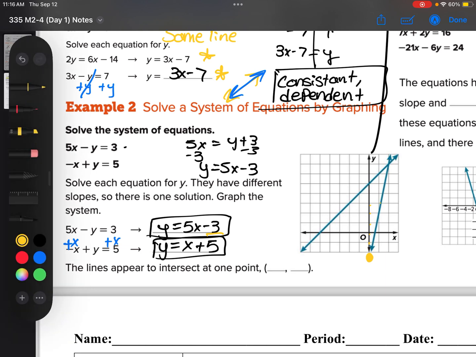And then the y-intercept on the next one is 5. So they're going to start at 5, and the slope is just 1 over 1 because it's 1x. So up 1 over 1, up 1 over 1. So you can see that their solution here appears to intersect at 1 point, and the coordinate of that point would be x is 2, and the y would be 1, 2, 3, 4, 5, 6, 7. So that would be your answer. (2, 7) is the solution of that graph. So that's how you solve a system of equations by graphing.